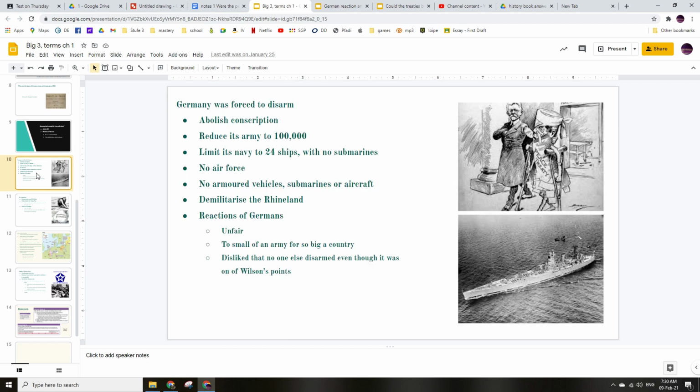For disarmament, you could say Germany had to disarm because they were worried that if Germany had too strong of an army or military, then they would start another war. For example, it reduced its army to 100,000 men. That again is a perfect answer. So feel free to memorize these answers if you'd like.